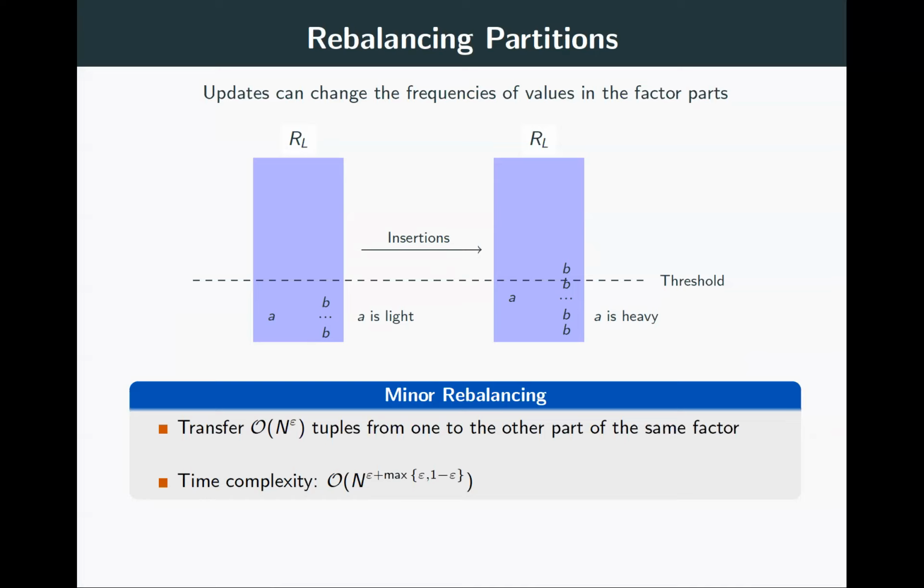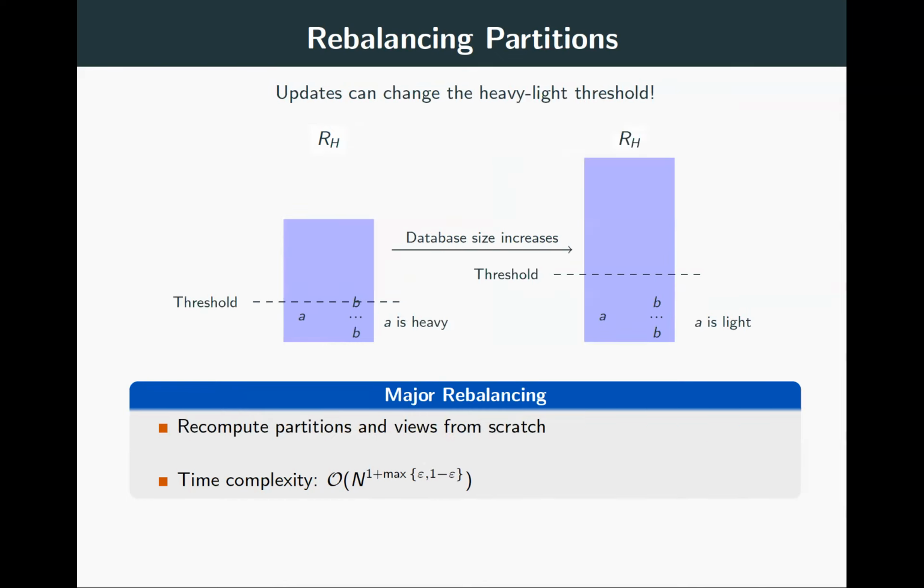So first, updates can change the frequencies of values. Imagine A was light, but we do a lot of insertions, and now A gets more tuples and passes the threshold. A becomes heavy. The tricky thing is that when we do this, we have to transfer about O of n to epsilon tuples, because this is the threshold, from here to there. And that costs non-trivial time. So the time complexity would be that, because there are n to epsilon tuples to be inserted, and each of them costs this time. So that could actually be above linear.